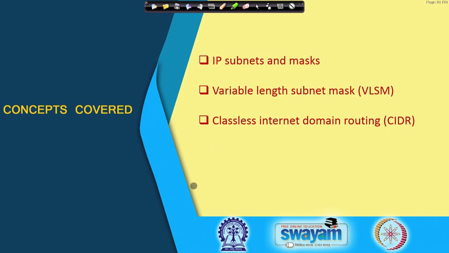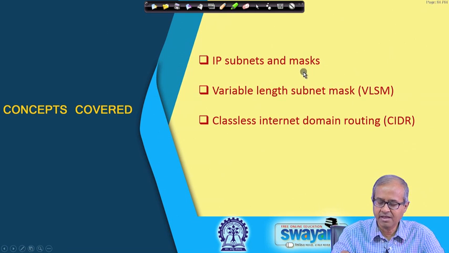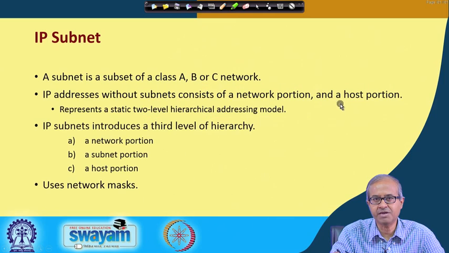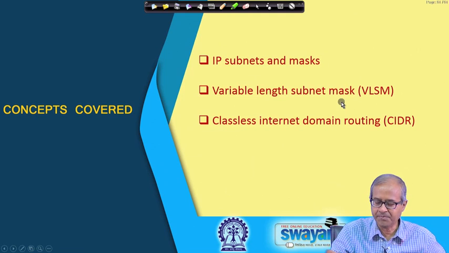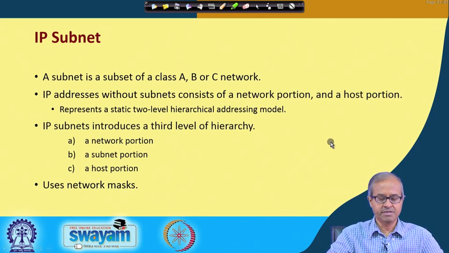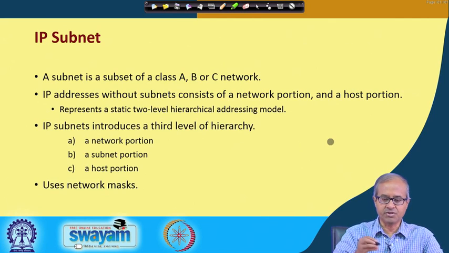Now, here we shall be talking about this IP subnets and IP masks, how they are used, and we shall be talking about two methods which can be used for efficient creation of this kind of subnetworks. One is called variable length subnet mask or VLSM, other is classless internet domain routing or CIDR. Okay. So, let us first start with IP subnet.